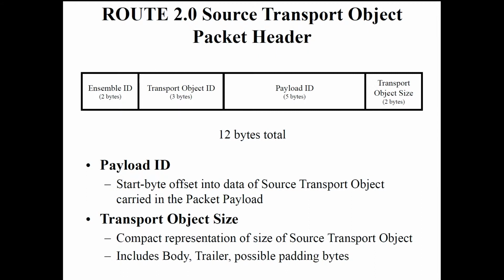So the payload ID is a start byte offset into the data of the source transport object carried in the packet payload. So it's very simple. It's HTTP-like. It's just a byte offset, right? Very, very simple kind of way to do that. And the object size is a compact representation of the size of the source transport object, which includes the body, trailer, and possible padding bytes. So that's the total size of the source transport object.